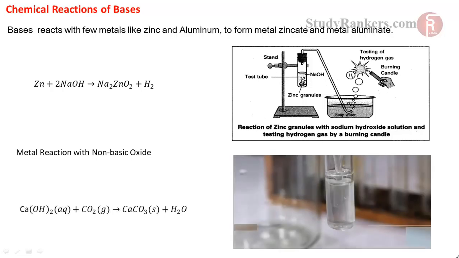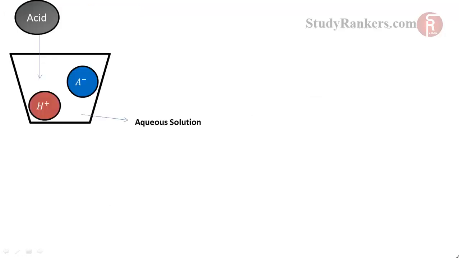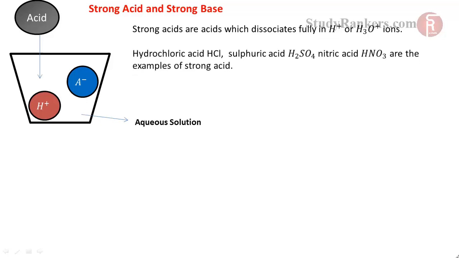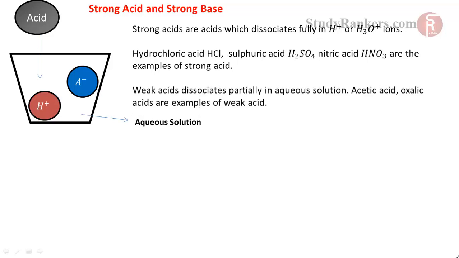Now let's discuss what we mean by strong acids and weak acids. Strong acids are acids which dissociate fully into H plus or H3O plus ions. Hydrochloric acid HCl, sulfuric acid H2SO4, and nitric acid HNO3 are examples of strong acids. Weak acids dissociate partially in aqueous solution. Acetic acid and oxalic acid are examples of weak acids.